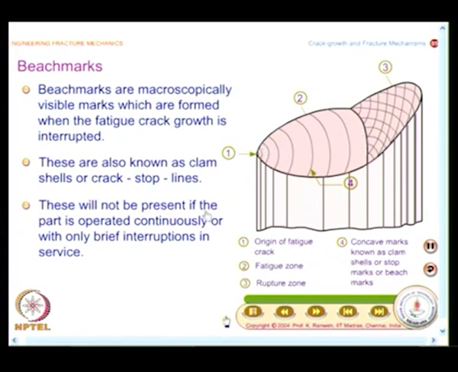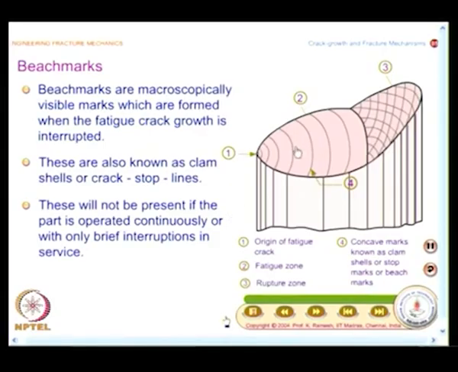The beach marks will not be present if the part is operated continuously or with only brief interruptions in service. So, you will find distinctive beach marks only when there is stoppage and reoperating of the machine. And what are striations? In between these beach marks, you may have several thousands of them. They would be visible only under a microscope, only under very high magnification.